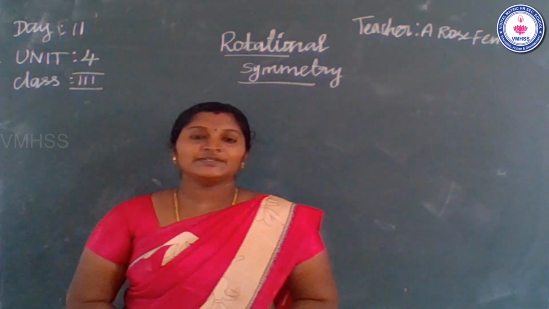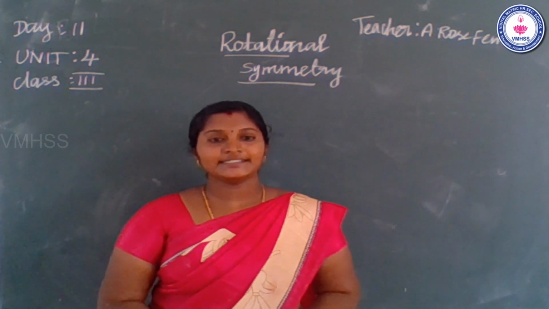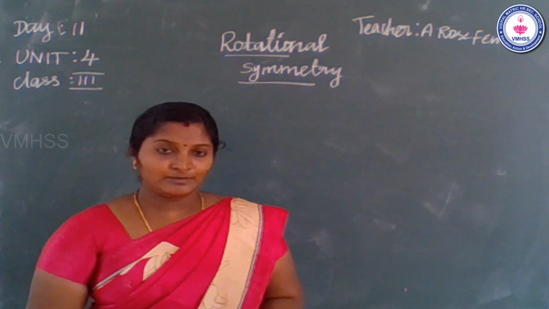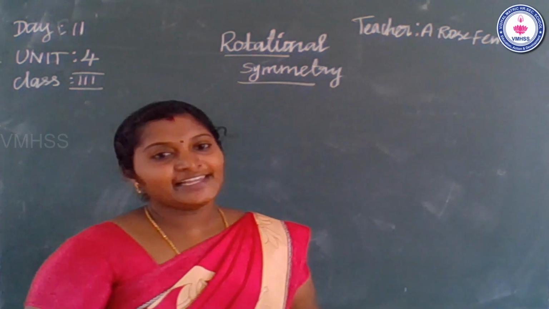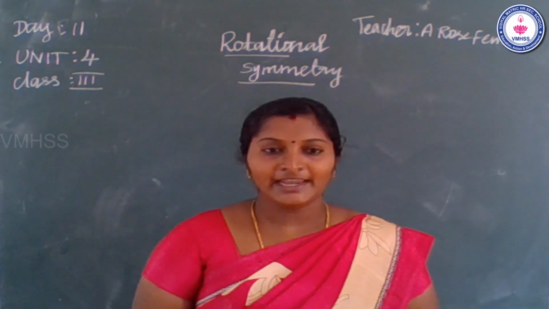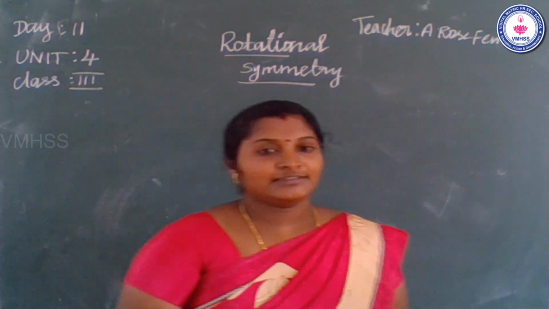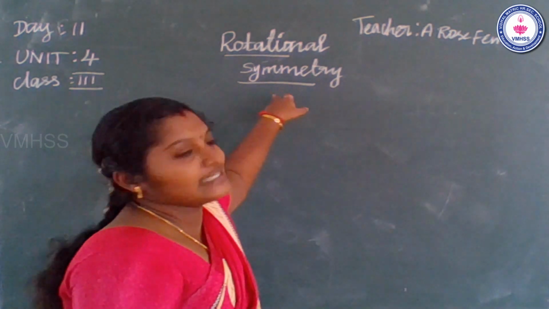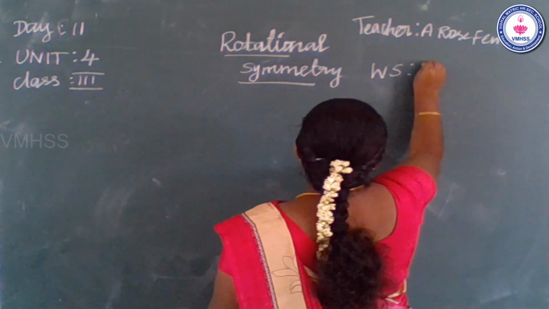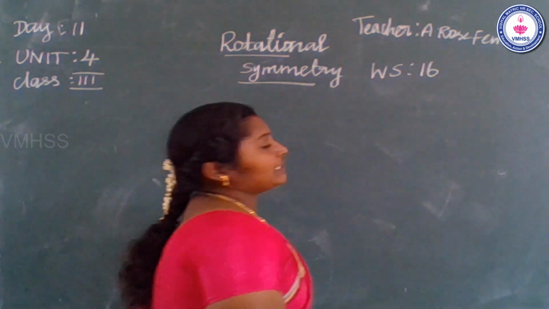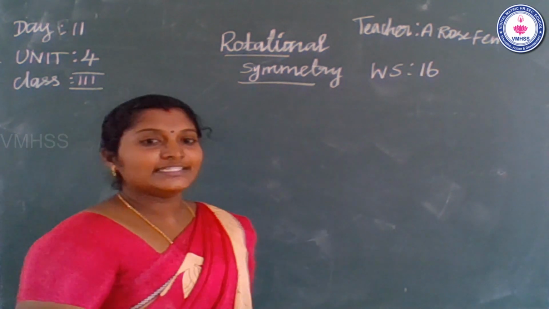Okay ma. So what did we learn in last class? Dear children, what did we learn in last class? Rotational symmetry. Okay, today the same topic, rotational symmetry, worksheet number 16. We learn about worksheet number 16, rotational symmetry.